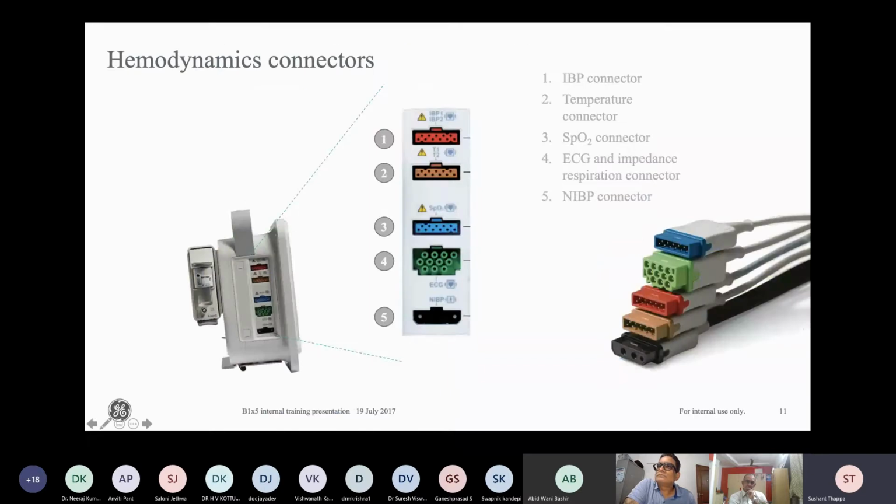So essentially a fixed module would look like this. It will have two, for example, invasive ports, two temperature ports. There'll be an SpO2 port, which can be a Masimo, Nellcor, or some other technology as well, depending on the kind of configuration you're looking for. There's an ECG port, and then there is an NIBP port as well. Colors are also similar for different organizations. Personally, again, I think GE has better quality ports and monitors.